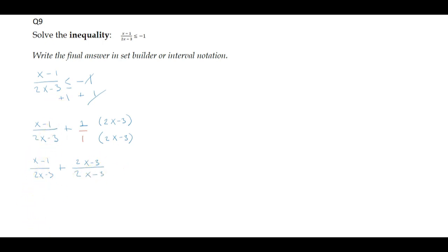We're going to look for like terms. We have here x, and here we have 2x. I'm sorry, I should be looking at here, but it's the same thing. Then here we have two whole numbers by themselves. So we're going to combine them. So x plus 2x is going to give me 3x. -1 plus -3 is going to give me -4. All that is going to be over 2x minus 3.